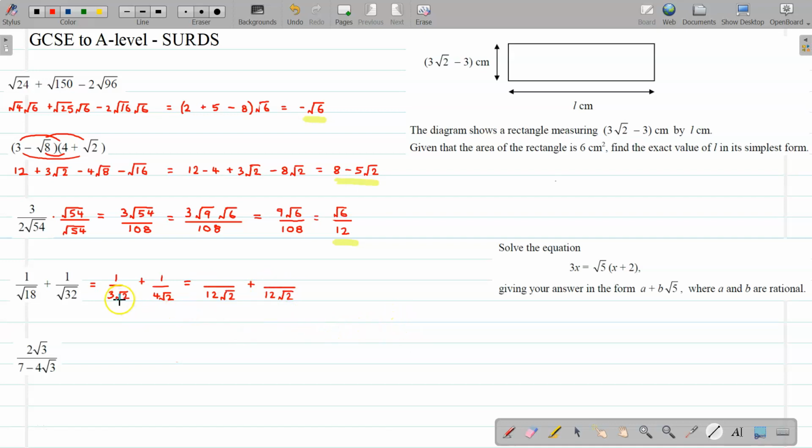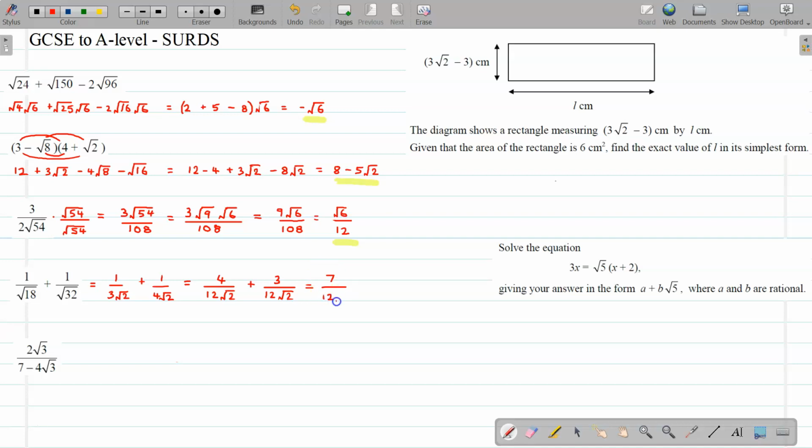Okay, well, I just say, well, what have I had to do to the first one to get that? I've had to times the denominator by 4, so 4 times 1 is 4, and this one I've had to times by 3. Okay, so combining that together, I get 7 over 12 root 2.